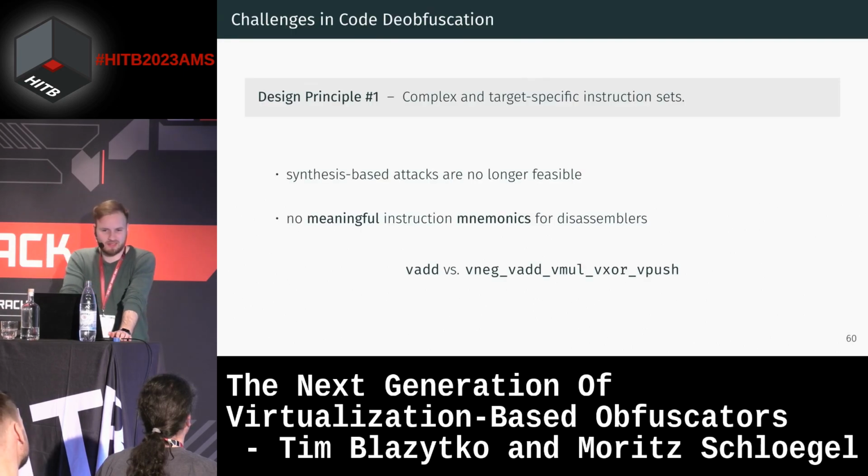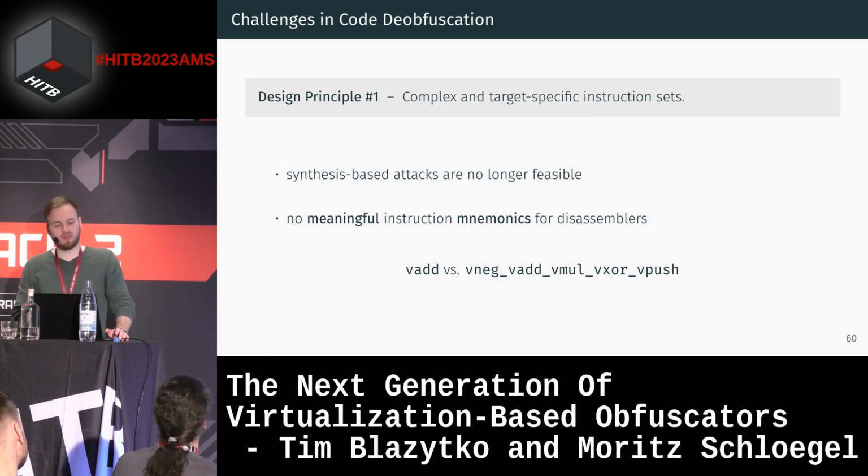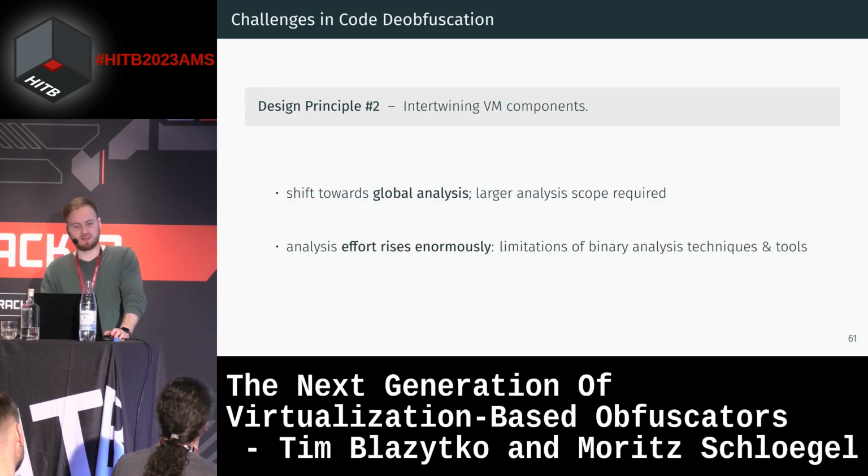So what are the particular challenges we need to deal with? Well, due to the first design principle, our powerful synthesis attacks no longer work. And there are no longer meaningful mnemonics when we write our assembler. There's no longer an addition. There's something like neg, add, mul, x, or push, which is just weird. And due to the combination of VM components, our analysis is no longer on a single isolated handler. We need to look at the global picture. And this means we have to do a lot more work. We have to put in more effort, and also our tools reach their limits.